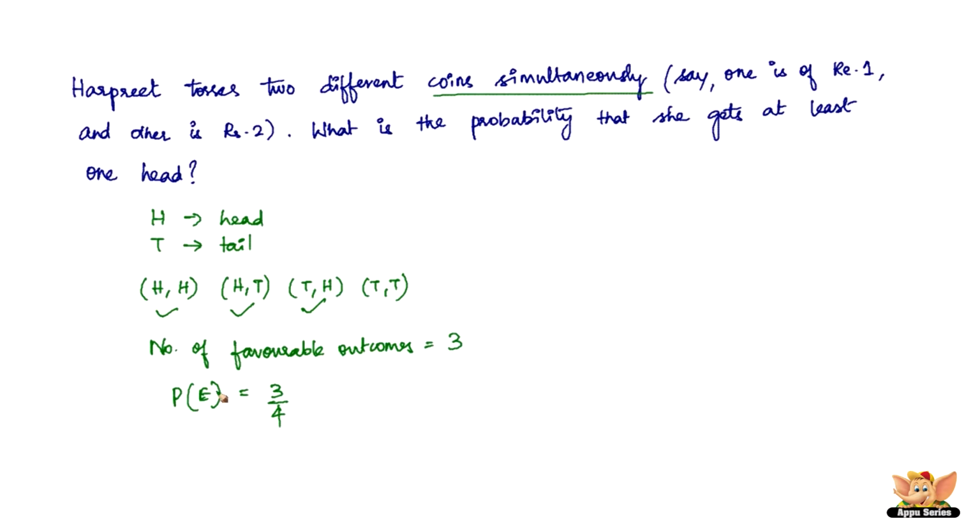Now you can also find, as I've told you, though it's not given in the question, P of E dash, or E bar, which is the event not happening. There are no heads at all. That is nothing but 1 minus P of E. Or, no heads at all is just 1 outcome here, so it's naturally going to be 1 by 4. But the other way, you can calculate it like this: 1 minus 3 by 4, which is 1 by 4. So the probability of the event not happening is 1 by 4.